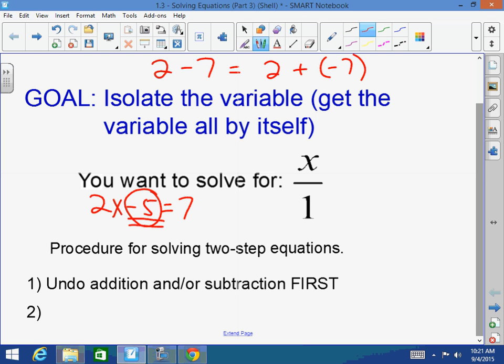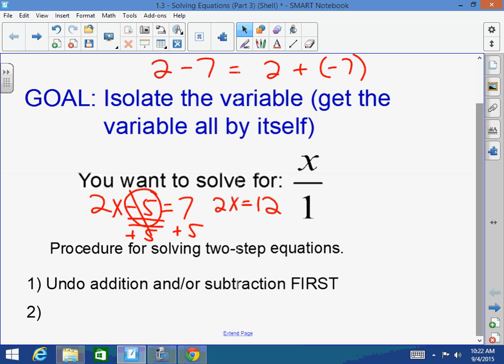So the first thing I'm going to do is get rid of that. And how do I do that? I would add 5 to both sides, okay? So I want to undo any addition and subtraction, and then that's going to leave me with 2x equals 12. And then that's going to take me to my second step, hence a two-step equation.